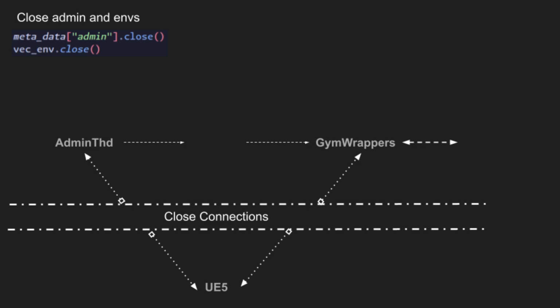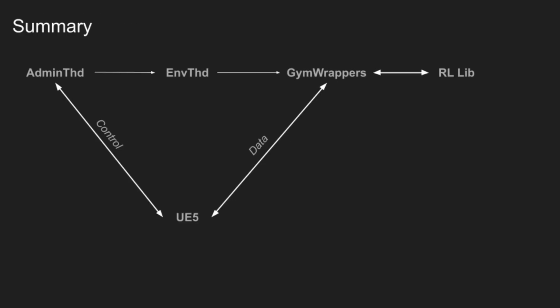And what happens here is by calling close, you would just cut off the connection between our Python end and also the Unreal 5 end here. So finally, zooming out, this is how everything essentially fits together. Up next will be a demo of the training process.